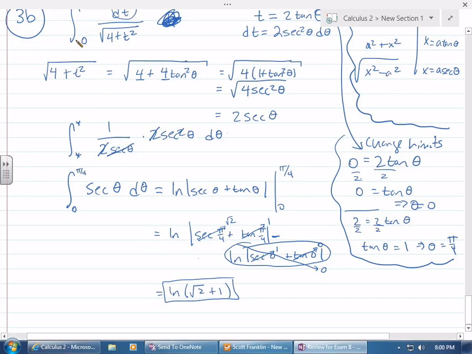Because there are limits, there's no plus c, right? Because it's a definite integral. When I plug in numbers, you don't put a plus c. Only the ones that don't have limits get the plus c.